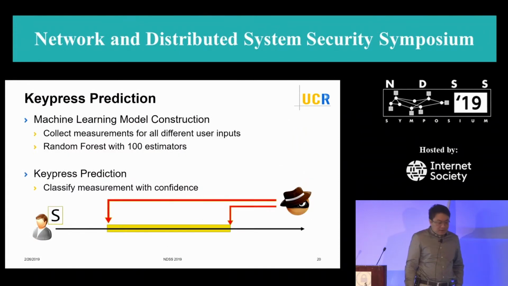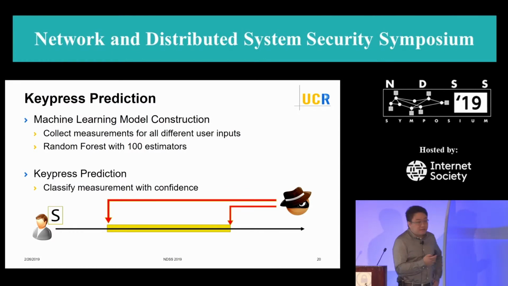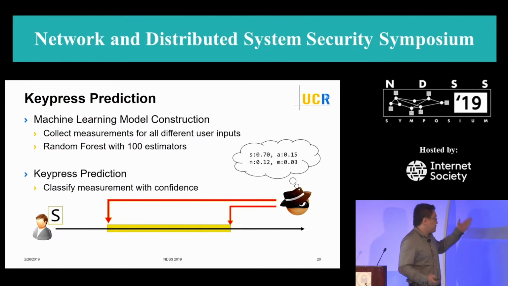The final piece of the puzzle is how to perform keypress prediction given a potentially still noisy timing measurement. We do this by constructing a machine learning model using the data we collected offline. We chose random forest in this case. During the attack, when the attacker has a timing measurement, the classifier will be able to tell what key it is with certain confidence. For example, when A is being rendered, it may say A has 0.7 confidence, etc.